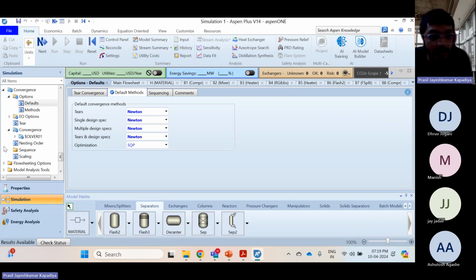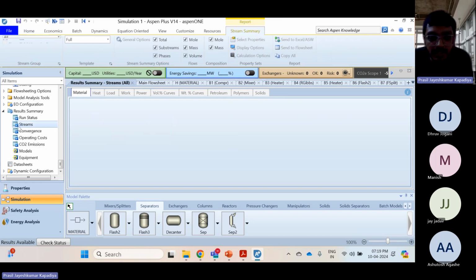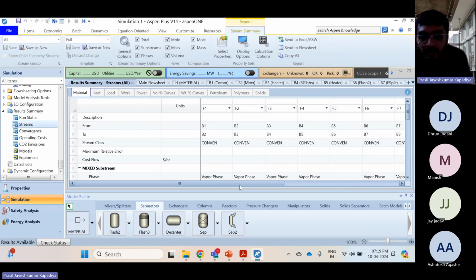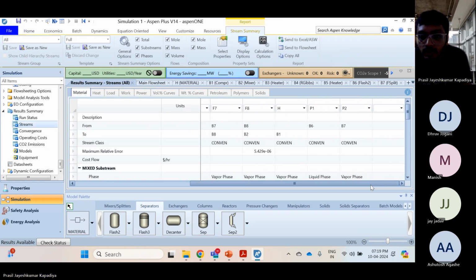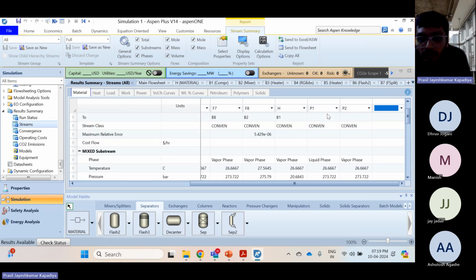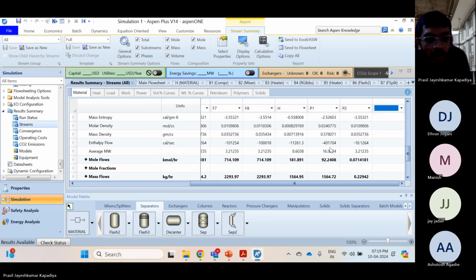Okay, so now we are having results without any errors. So now let's see what values we are getting. If we go for block, okay, P1 and P2, we require P1 and P2.